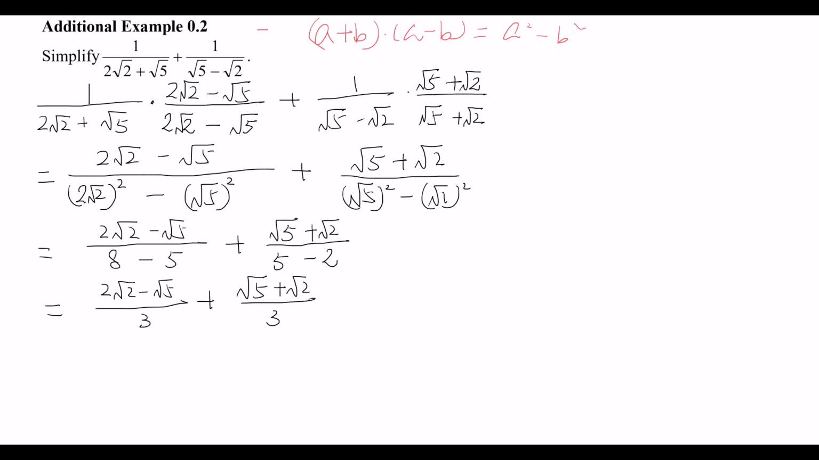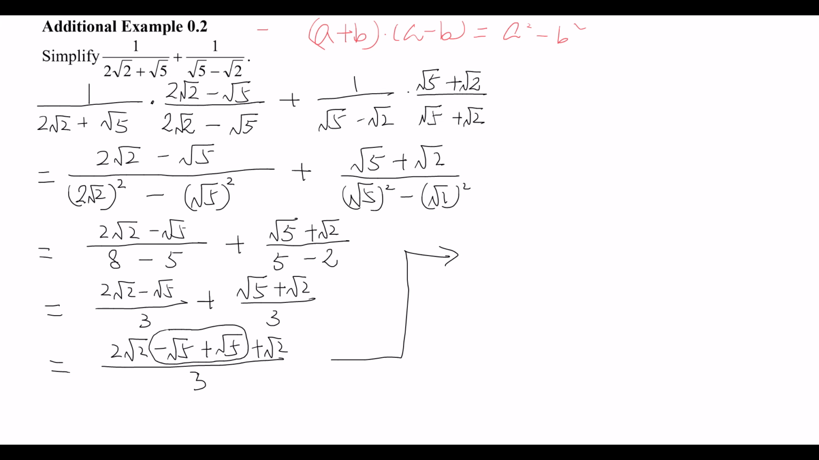And therefore they are having the same denominator. So we can just add the numerators together. 2 square root 2 minus square root 5 plus square root 5 plus square root 2, divided by 3. Okay, let me write here. And then minus square root 5 plus square root 5 here, these two cancel with each other. And then 2 square root 2 plus square root 2 means there are 3 square root 2, divided by 3. And then these two cancel with each other.